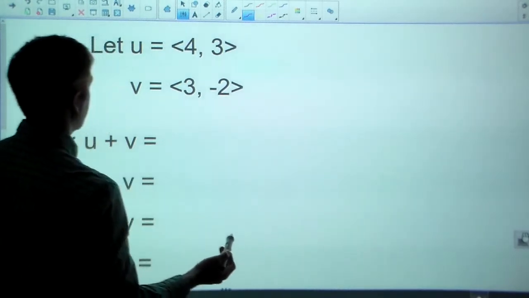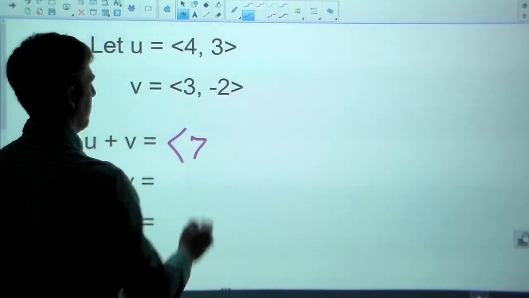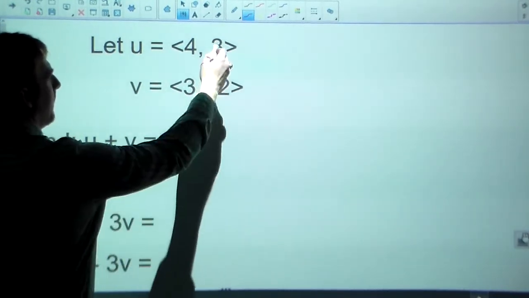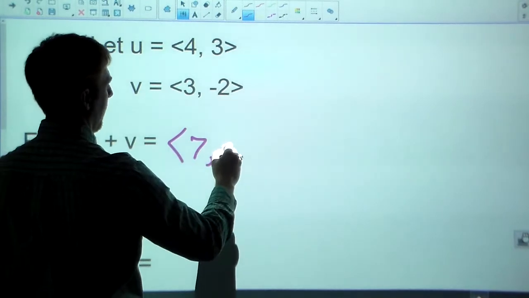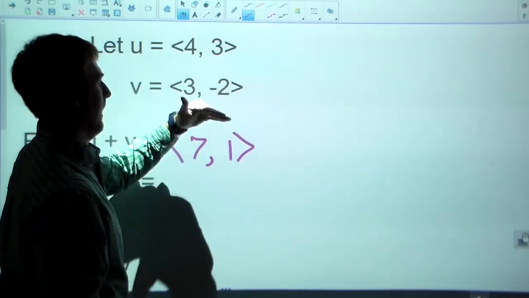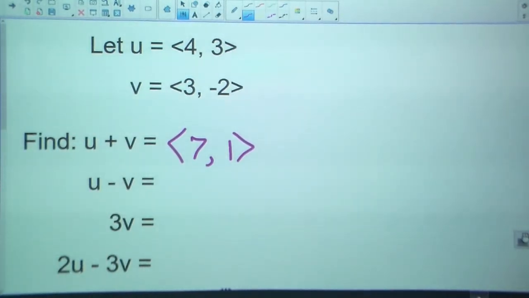So the algebra is pretty straightforward. You're just going to add the x's together because ultimately you went over 4 and then you went over 3 more. And then you add your y's together. So that would be 1. You went up 3 and then later on you came down 2. Of course we saw that on the graph, so there you go, 7, 1.